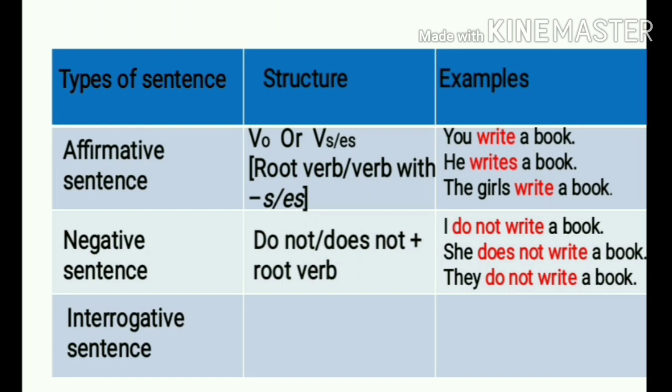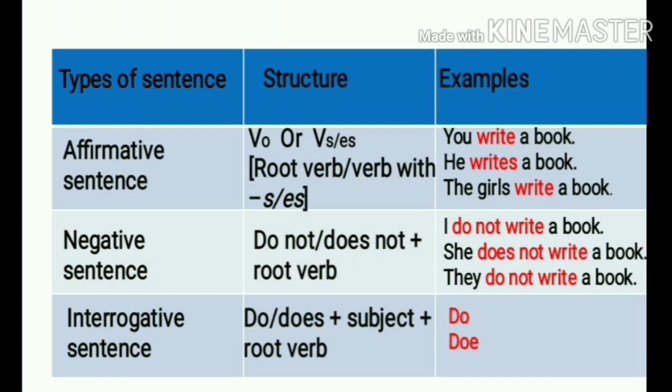Now let us move to interrogative sentence. The structure of interrogative sentence in simple present tense is that it begins with do or does followed by subject with verb. The examples are, do we write a book? Does Rohit write a book?